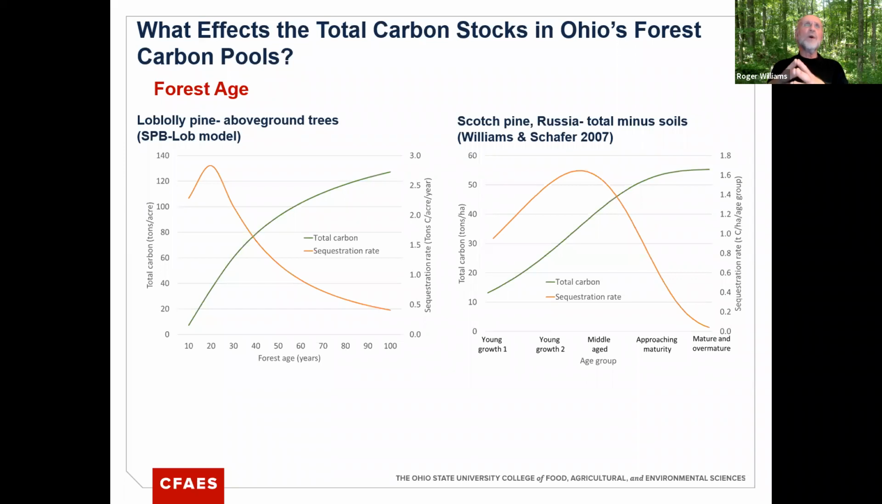And if you look on the graph on the right, what you're looking at is Scotch pine forest. It's looking at everything in the above ground portion of these forests minus the soils, not looking at the soils. And we see here, even if we start thinking about everything else above the ground in terms of the total carbon accumulation, the rate of accumulation still peaks relatively early in the life of the forest. But again, they're still accumulating large amounts of carbon.